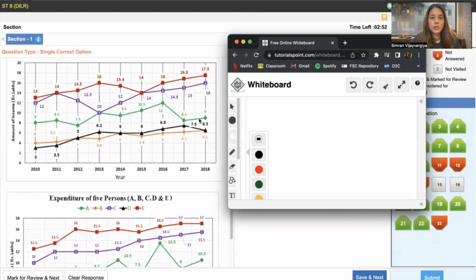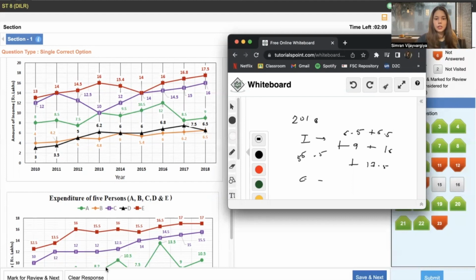So considering the next question, in 2018 the total income is 6.5 plus 6.5 plus 9 plus 16 plus 17.5. I'm going to try to get this question done. So total income is basically 6.5 into 2 plus 9 plus 16 plus 17.5. That is 55.